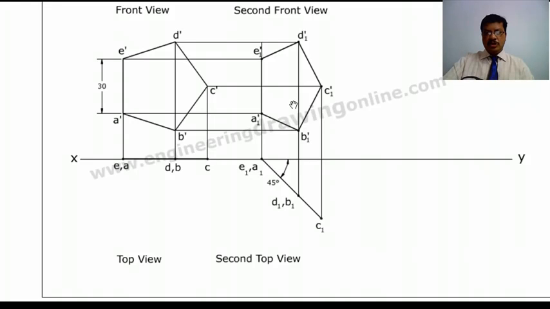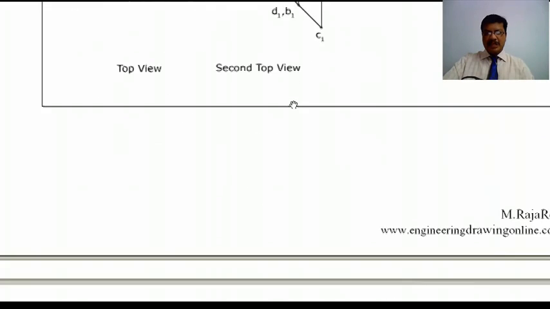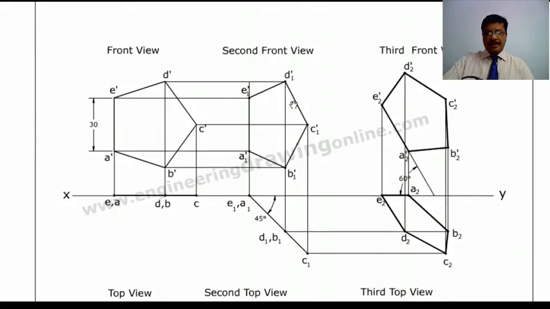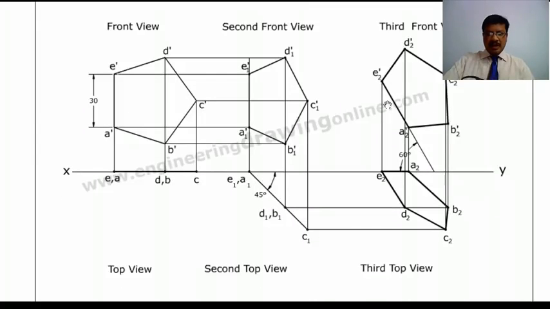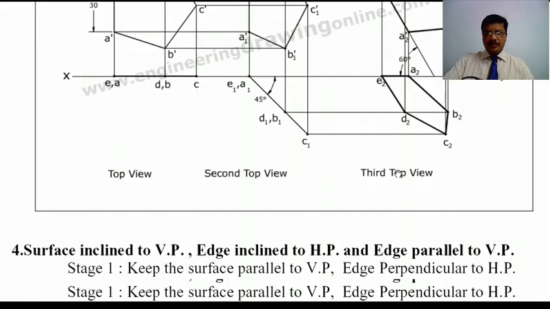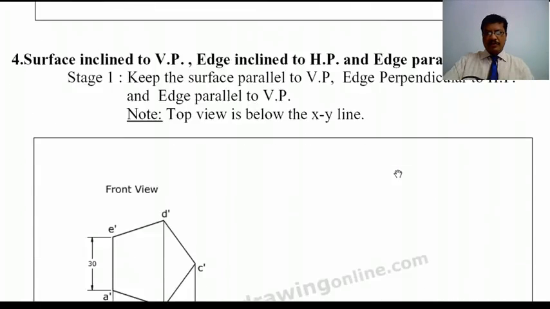So in the third stage we have to represent the edge inclination. To represent the edge inclination, you draw one line with the angle of the edge, then reconstruct this second front view at that particular angle, draw the projectors from the front view and locus lines from the previous top view, and obtain the final top view. Now we will go for the fourth case.